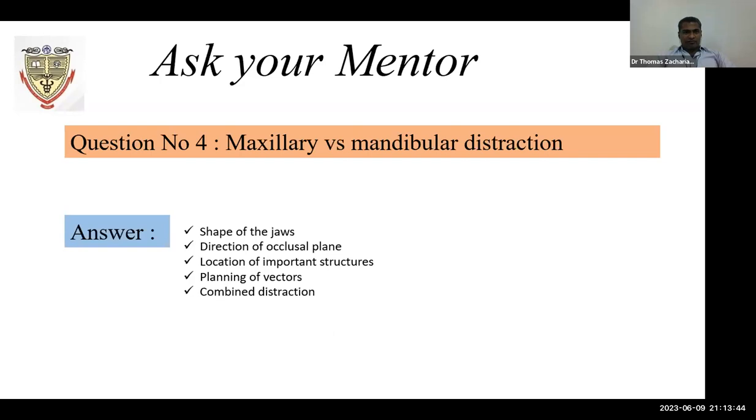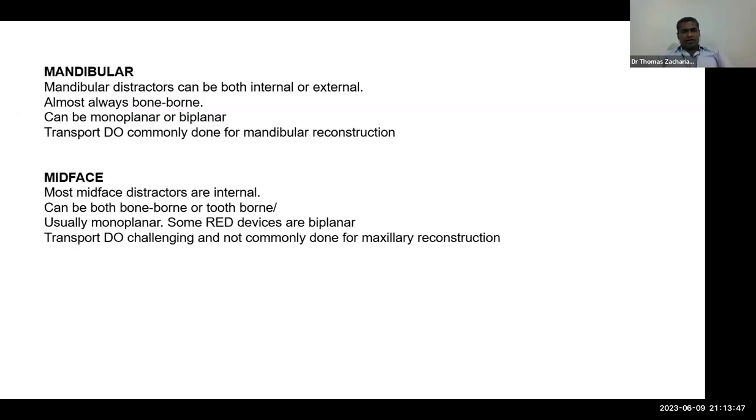Shall I just tell? I just compiled a couple of things. If you look at mandibular versus maxillary or midface distraction, mandibular distractors can be both external or internal. Maxillary distractors are mostly internal, but there are external distractors. Mandibular distractors are always bone-borne, whereas maxillary can be both bone-borne and tooth-borne. Mandibular distractors can be monoplanar or biplanar, depending on the vector. Maxillary distractors are mainly monoplanar, but some RED devices are biplanar. And the last difference is that transport distraction is most commonly done for mandibular reconstruction.